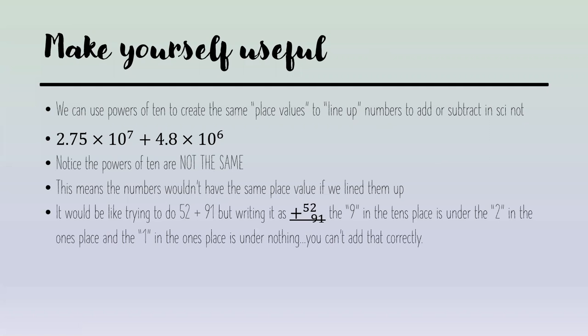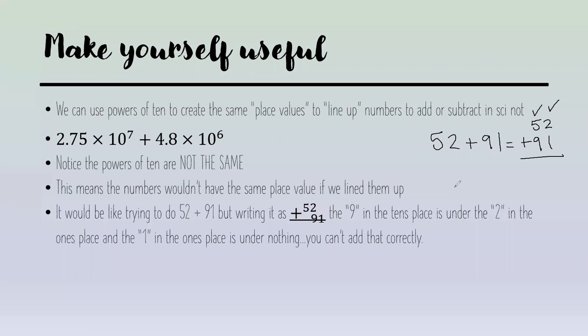If you did it without scientific notation, I'm going to write it vertically. Let's say we have 52 plus 91. We would normally add it vertically, because we know these are the ones and these are the tens. They're already having the same place values. They are already in the same format.